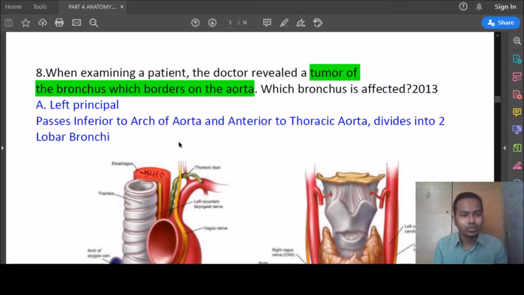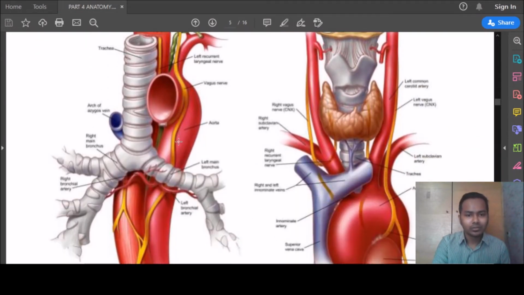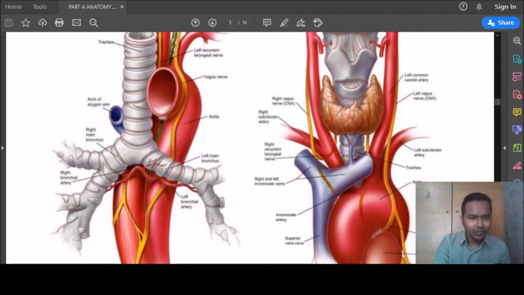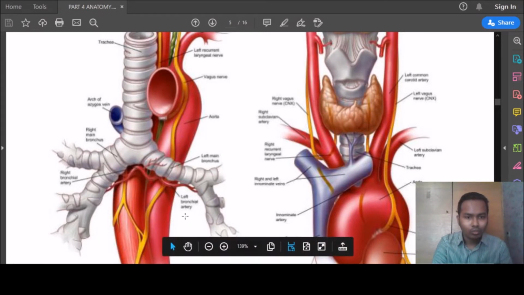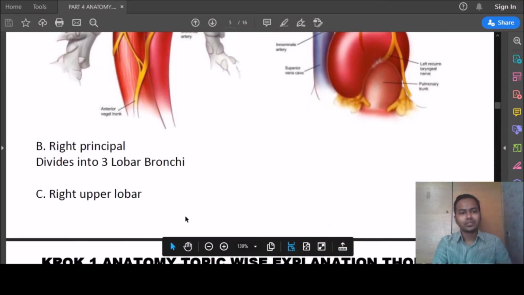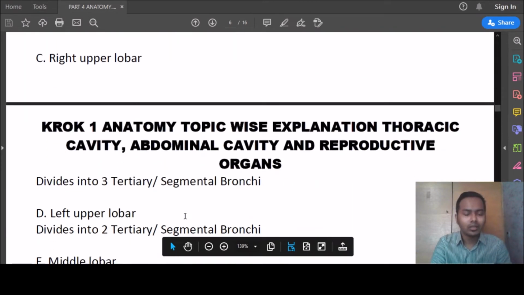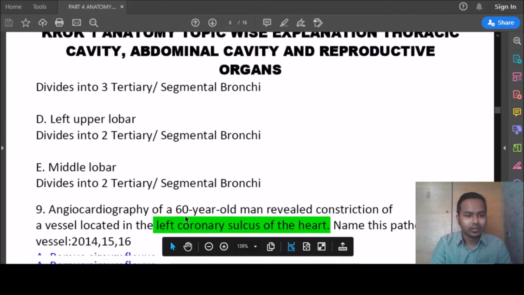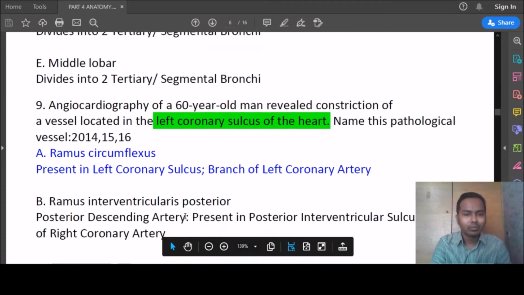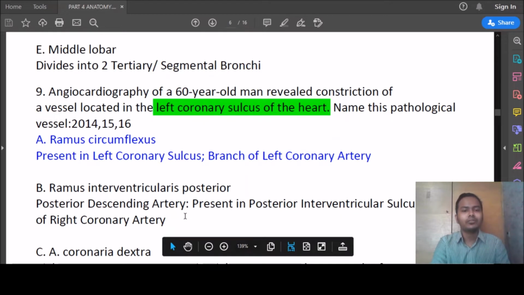The left principal bronchus passes inferior to the arch of the aorta and anterior to the thoracic aorta, and divides into two lobar bronchi. You can see in the image the left principal bronchus, the aorta and the bronchial arteries. So if we have to remove the tumor, we have to be very careful because of the presence of the aorta and the bronchial arteries beneath the left principal bronchus, or left main bronchus.